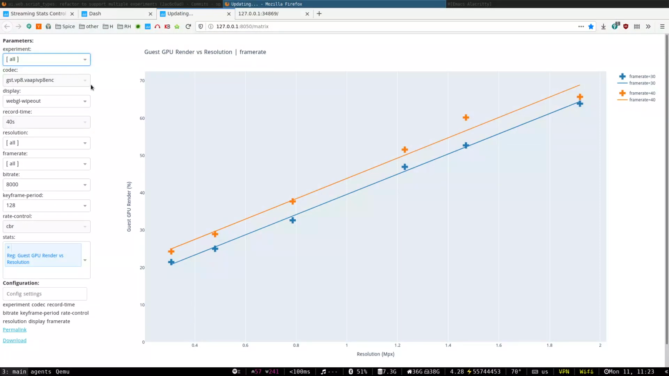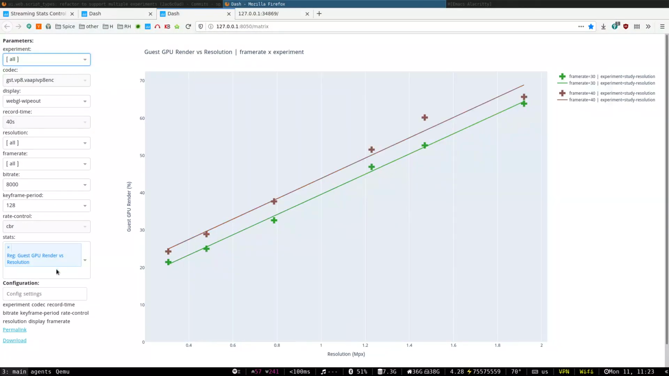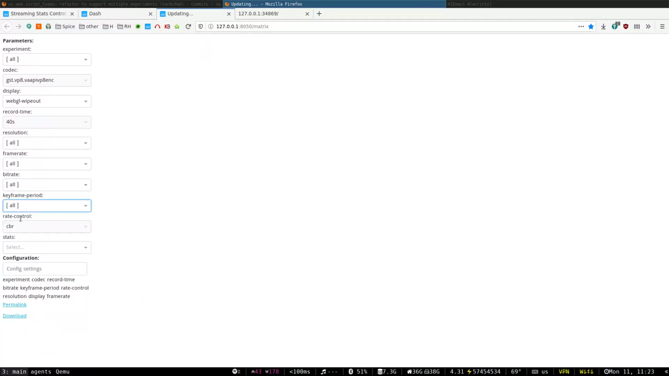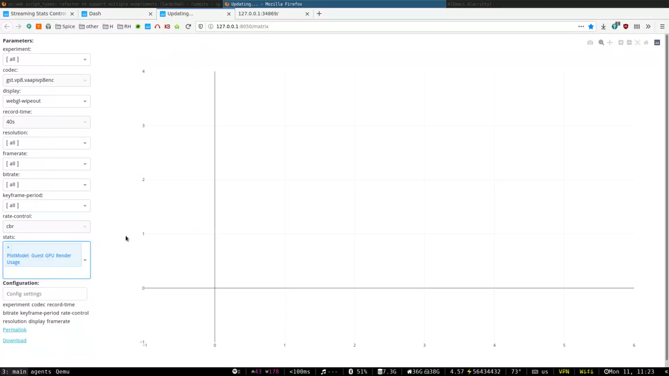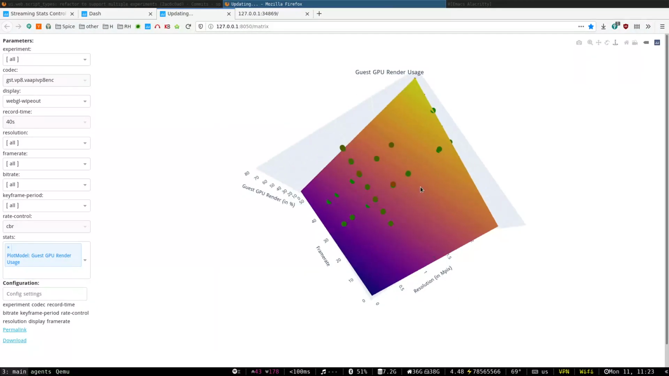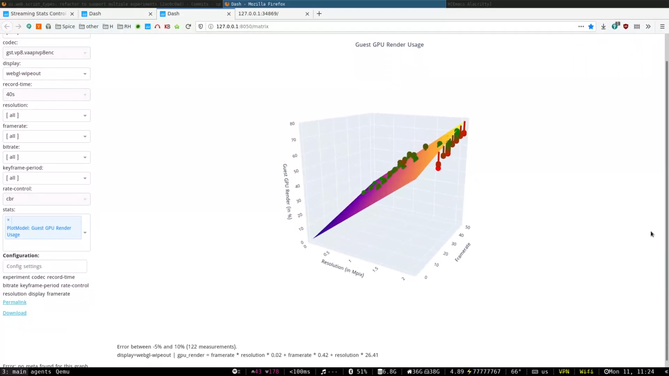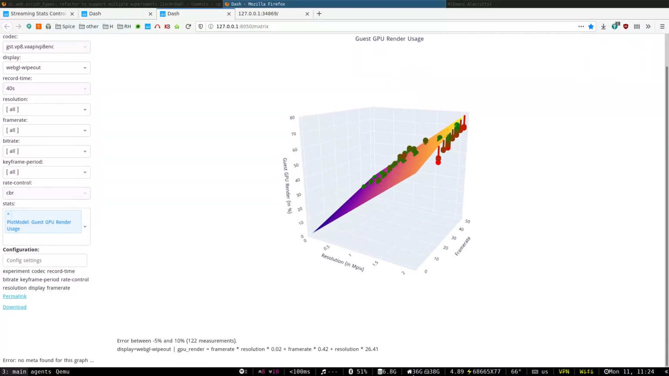Now we want all the experiments, everything, this I don't need, every plot model of the GPU render. It takes a little while to load, but there we are. So yeah, we should have the parameters we were using before.